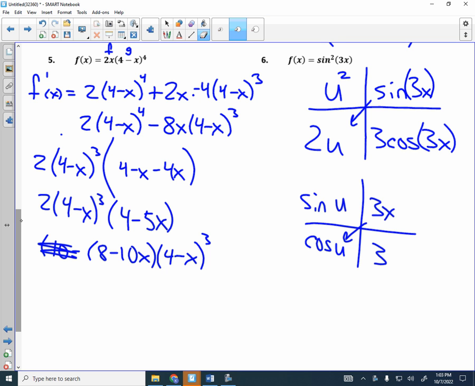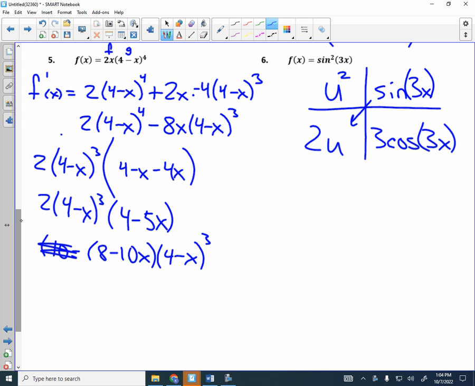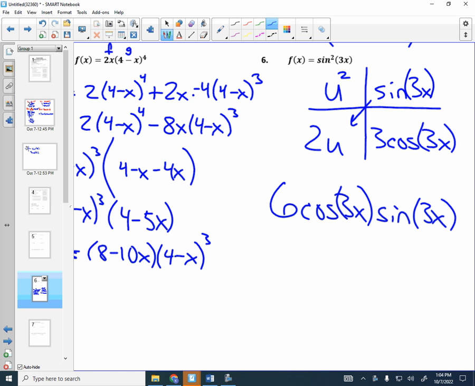So let me multiply these two together now. If I take this times this, what are you going to get out front? I get a 6. You could write cosine of 3x. That's fine. And then, but I also have to have u. What's u? Sine of 3x. That's the derivative. Good. Actually, we have parentheses in the second quadrant. Yes. Yep.